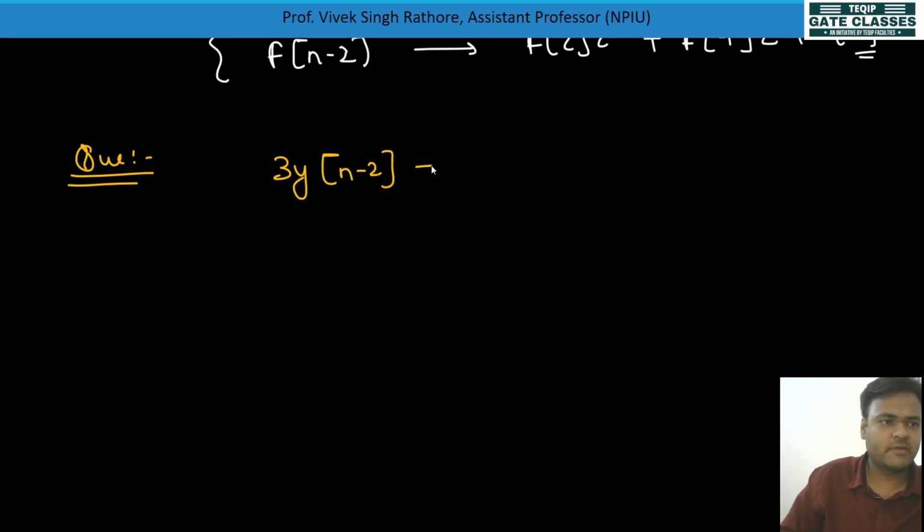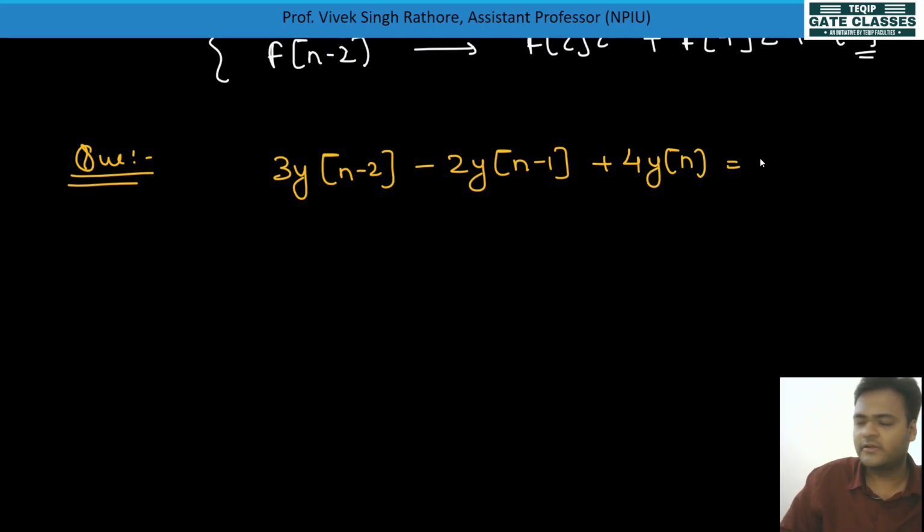Okay, and it is minus 2y of n minus 1 will be there, and then plus 4 y of n will be there, and then is equal to x of n will be there. Now see, this difference equation is given.